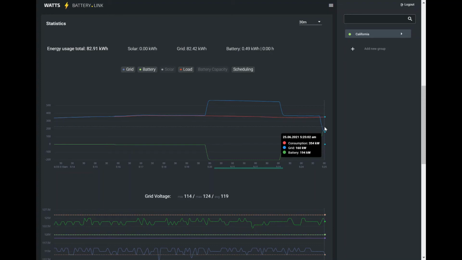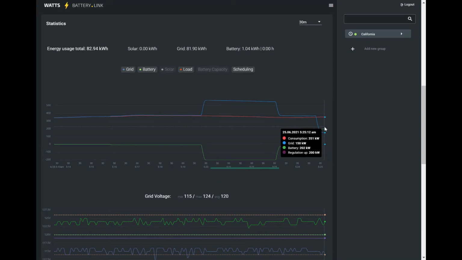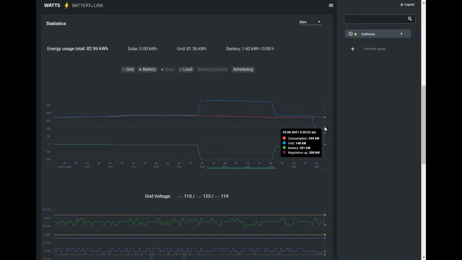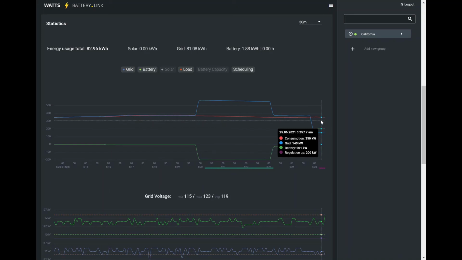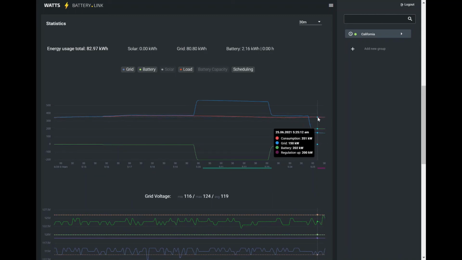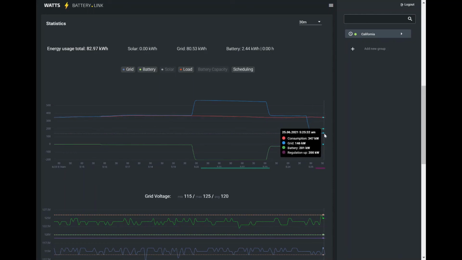Now at 5:25, we can see that the regulation up is already active and we have increased the power from the batteries to 200 kilowatts, which means that it's reducing the grid by almost 200 kilowatts. So now we can see clearly the gap between the load and the grid. This is the amount of energy that the customers need to be supplied, and this is the amount of energy that is supplied by the grid. We can see that it's now reduced by 200 kilowatts, and the rest of that amount of energy is provided by the VATS battery modules.